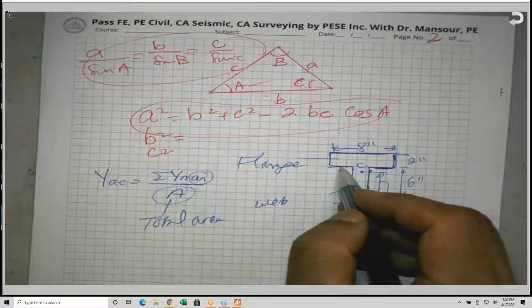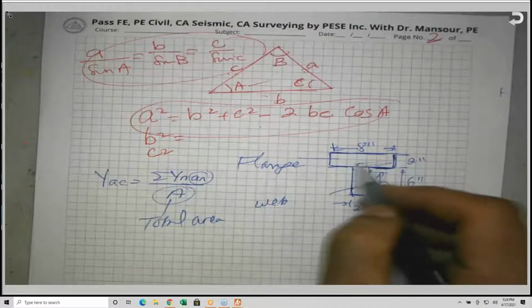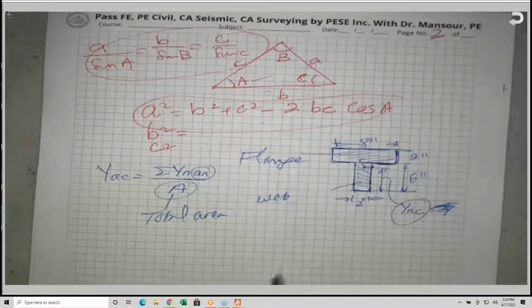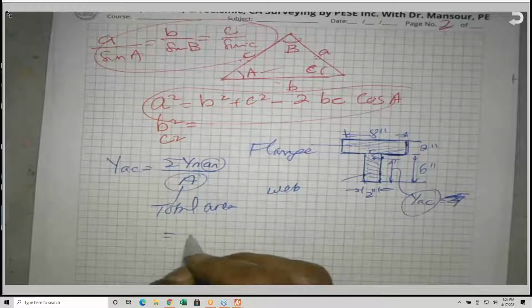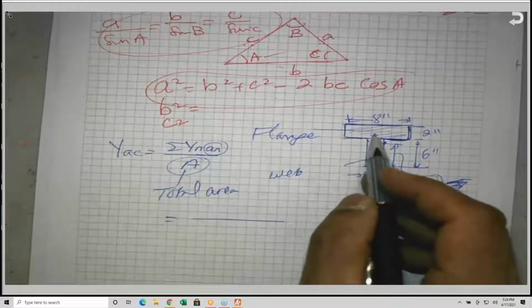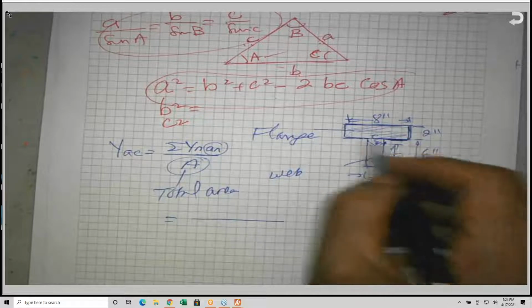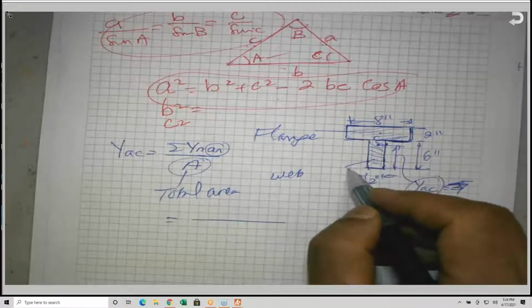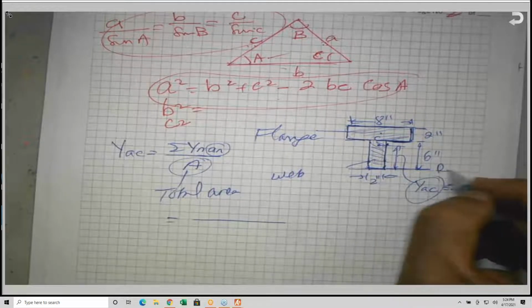So in this case, I will divide this into 2 sections. The flange and the web. So I will take the first one. This is a flange. It has a centroid. Okay. And as you can see, I use this as my reference.